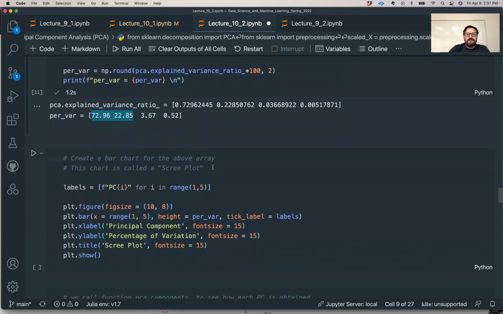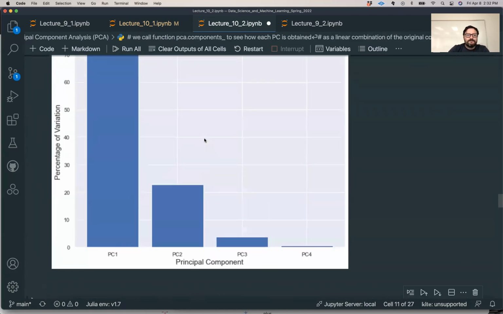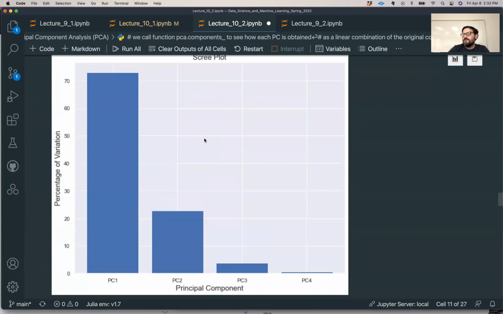So then we can visualize these explained variance ratios with what's called the Scree Plot. It's basically a bar chart. That's all it is. It's just that data scientists like to call it that. So I run that. It's just a bar chart of those explained variance ratios. PC1 has basically everything, a sizable chunk comes from PC2, and then it just falls off. Those measurements don't mean anything in separating the data.